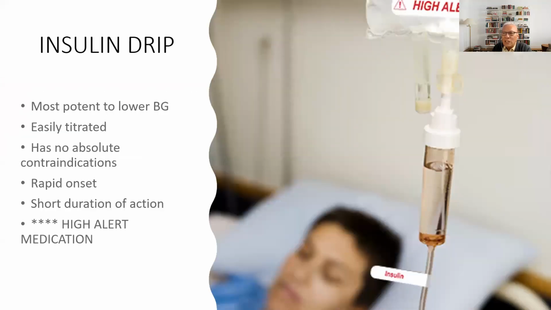And then, of course, the intravenous or insulin drip is also the other way in which insulin could be delivered. So insulin drips are going to be the most potent to lower blood glucose. It has an advantage in that it's easily titrated and it basically has no contraindications. However, it is a short duration of action. And as a reminder, insulin drips is a high alert medication, which means to say that you have to be very cautious about making sure that you check the dosage as well as the duration of the therapy.